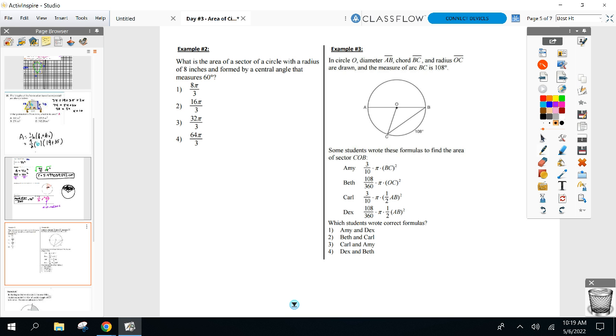All right. What's the area of the sector? Radius of 8, angle of 60. What's your angle in? Radians or degrees? Degrees. So I'm going to use the degree formula. The area equals measure of the arc over 360 times area, pi r squared.